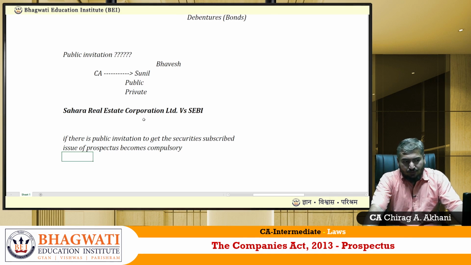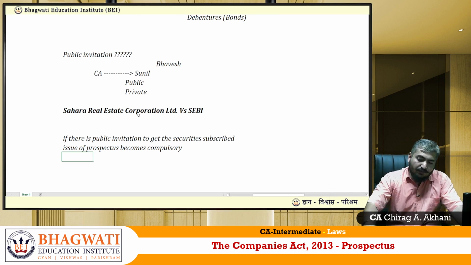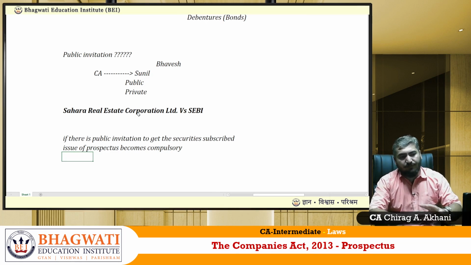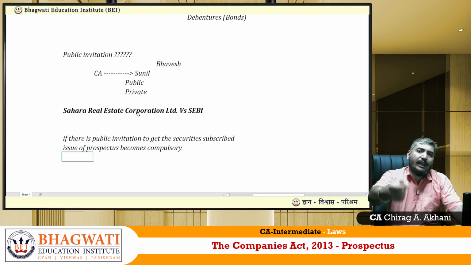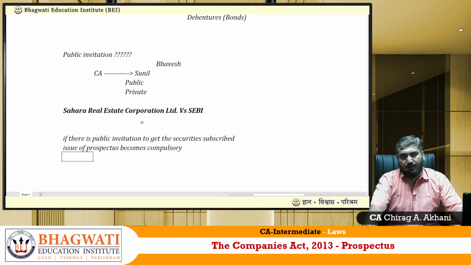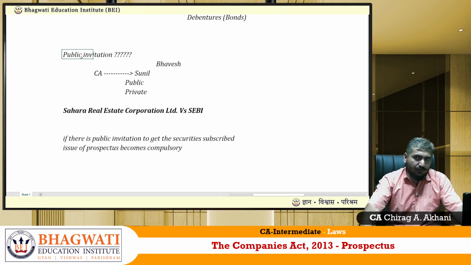And just now I have shown that a prospectus sometimes runs into hundreds and hundreds of pages, because the government wants the company to disclose all the facts. What was the past of the company, what is the present of the company, and what will be the future of the company. The government wants the company to disclose everything to the public so that they can take sound decisions about their investment. But again I want to repeat, if there is a public invitation, that means issue of prospectus becomes mandatory, compulsory.